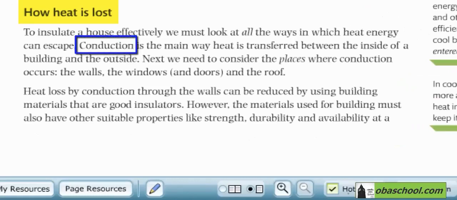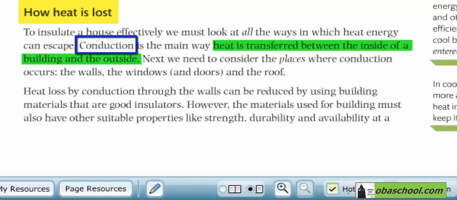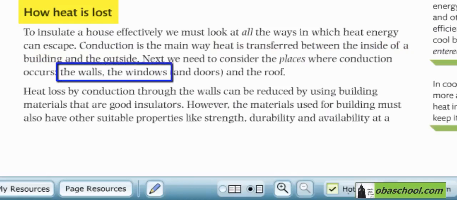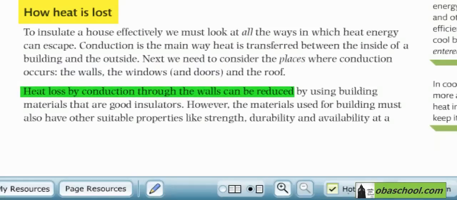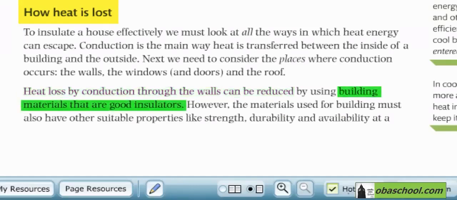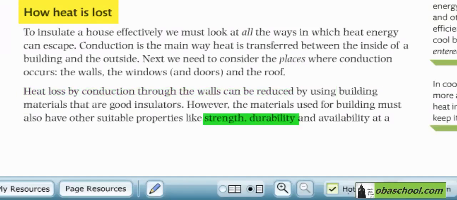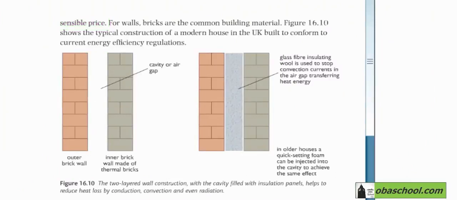To start, conduction. It is the main way heat is transferred between the inside of a building and the outside. Also, you need to consider the walls, the windows including doors, and the roof as conductors. Heat loss by conduction through the walls can be reduced by using building materials that are good insulators and that have high strength and durability, and of course are available at a good price. Now, let's talk about the bricks.